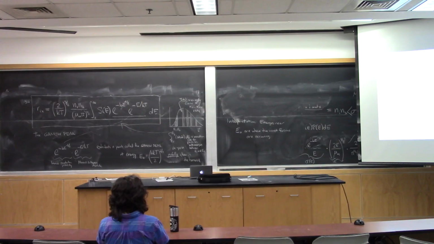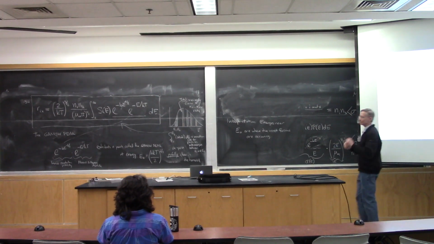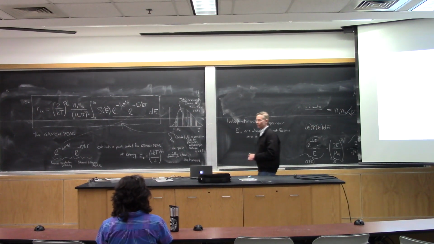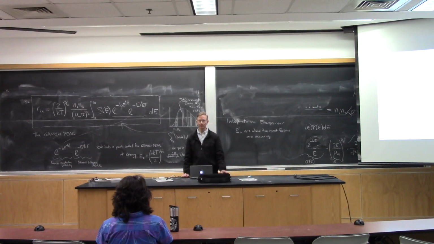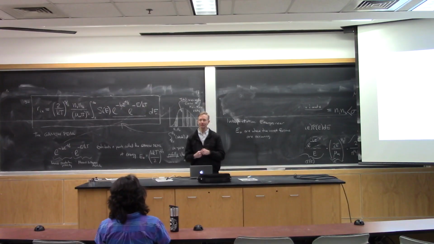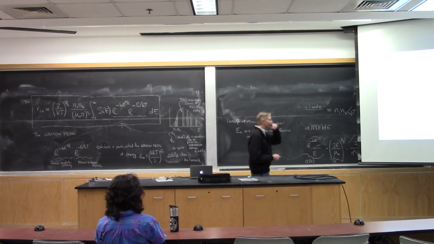So in the solar condition, what is E naught? Give me an estimate of E naught in keV. Yeah, around 6 keV. So protons coming in with about 6 keV of energy are associated with the largest number of reactions. But that doesn't mean that 6 keV is the best energy for two protons to fuse at, right?